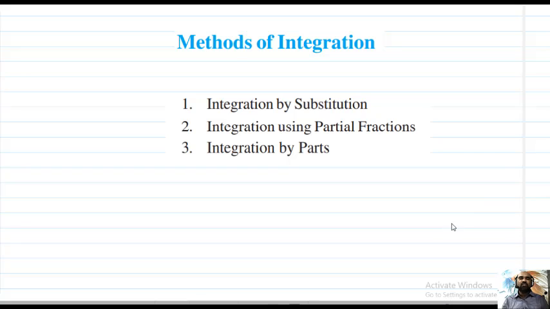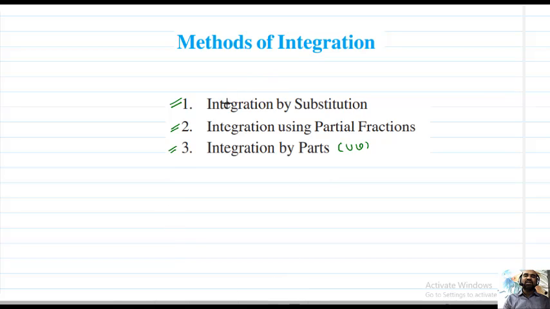Okay students, this is the third part of integration. This part is important for us: methods of integration, how to find the integration of a function. We have several methods. Among them these three are important. First one is integration by substitution. Second, integration by using partial fractions. Third, integration by parts, which is just like the UV formula. One by one I will explain.